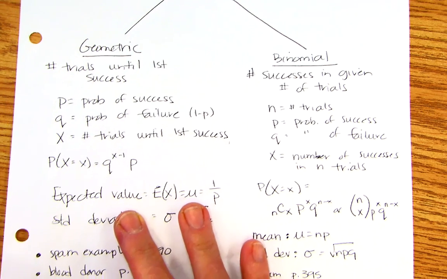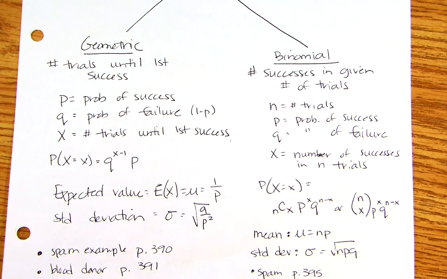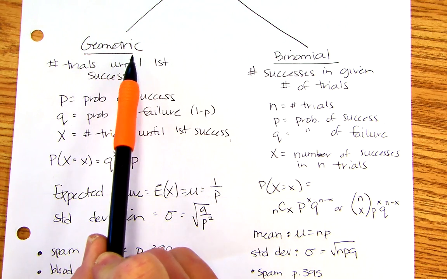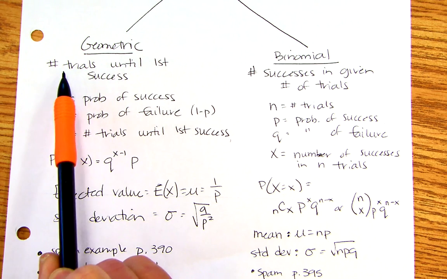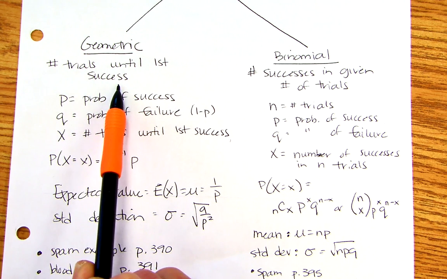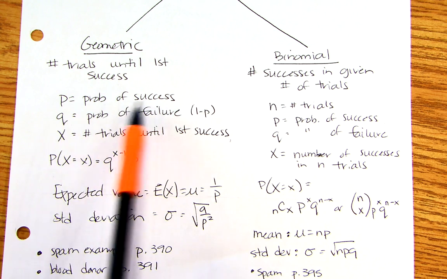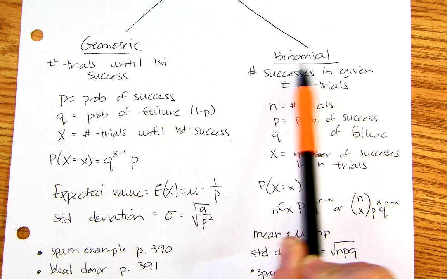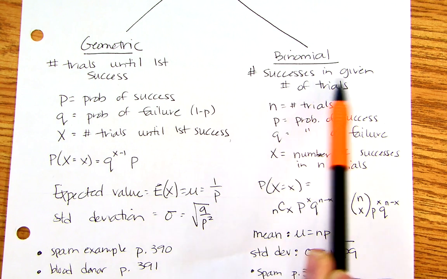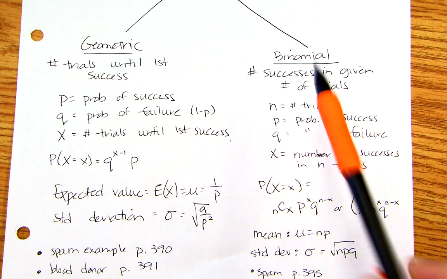And then we have 2 models when we're dealing with Bernoulli trials. We can have the geometric model, which is about the number of trials until you get the first success. Some of the notation is the same between the two. The binomial model has to do with how many successes you'll get in a given number of trials.